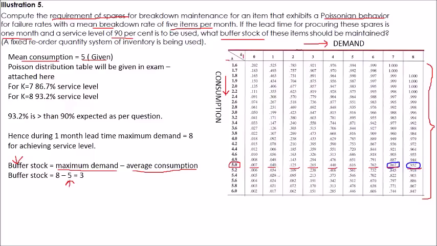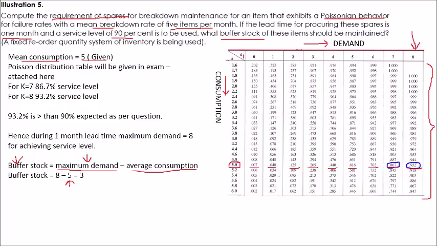So guys, it is given in the question that you need a minimum of 90% service level. So 93.2 is above 90. So I take my maximum demand as 8. So the maximum demand for the given service level is 8. So the buffer stock will be maximum demand minus average consumption. Maximum demand is taken from the Poisson table as 8. 8 minus 5 is 3. So 3 is the buffer stock.